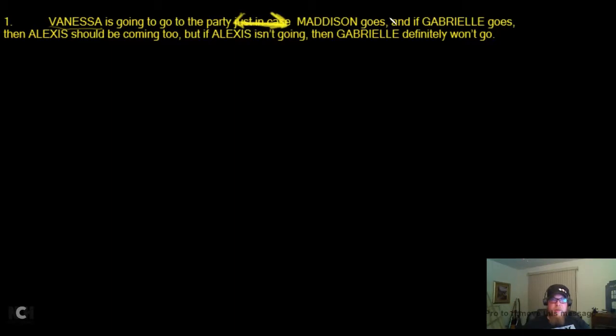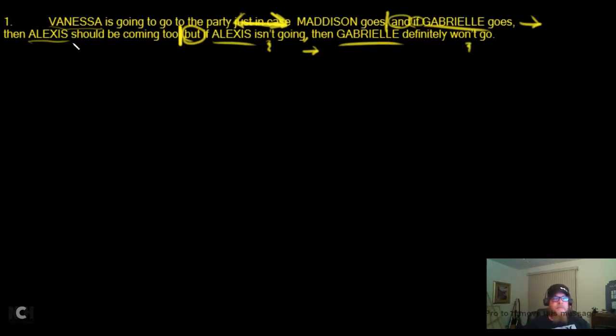Madison goes, comma, which means this is its own thing here. And if Gabrielle goes, that means there's an arrow here, then Alexis should be coming too. Comma means there's a break there. But if Alexis isn't going, so that's going to be a squiggle there, then that means there's the arrow right there. Then Gabrielle definitely won't, there's negation, go.